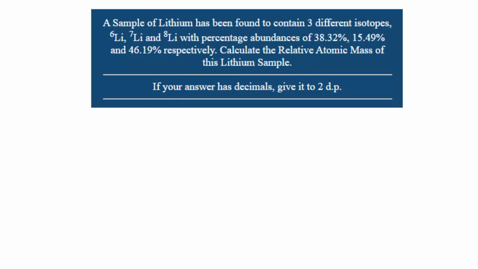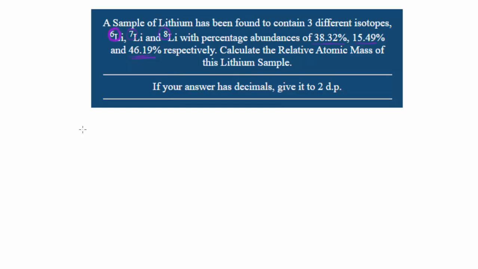All of this has been provided in the question, and we've been asked specifically to give our answer, if it does have decimals, to 2 decimal places. So first of all, we've got the relative isotopic masses, and we've got the respective percentage abundances as well. Now, in order to answer the question, one of the first steps is to multiply each of the relative isotopic masses with their respective percentage abundances, and then sum what we get.